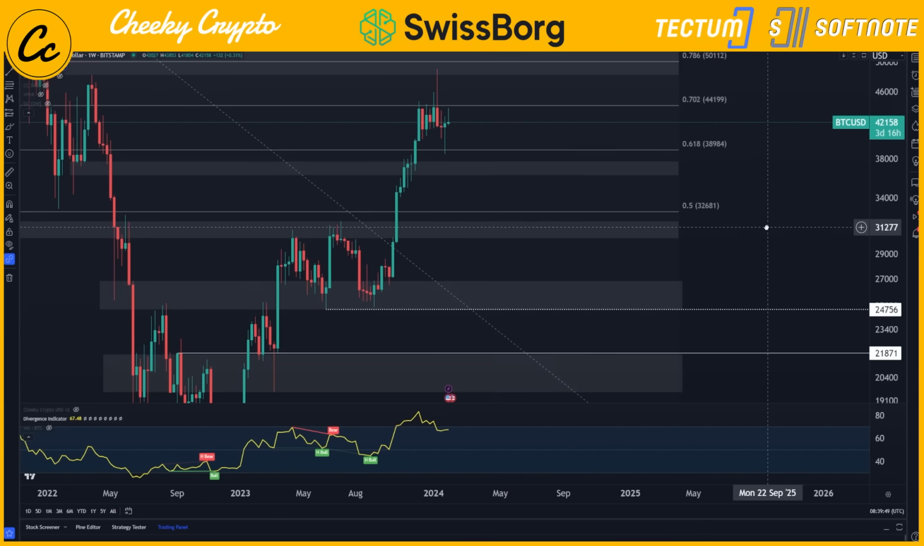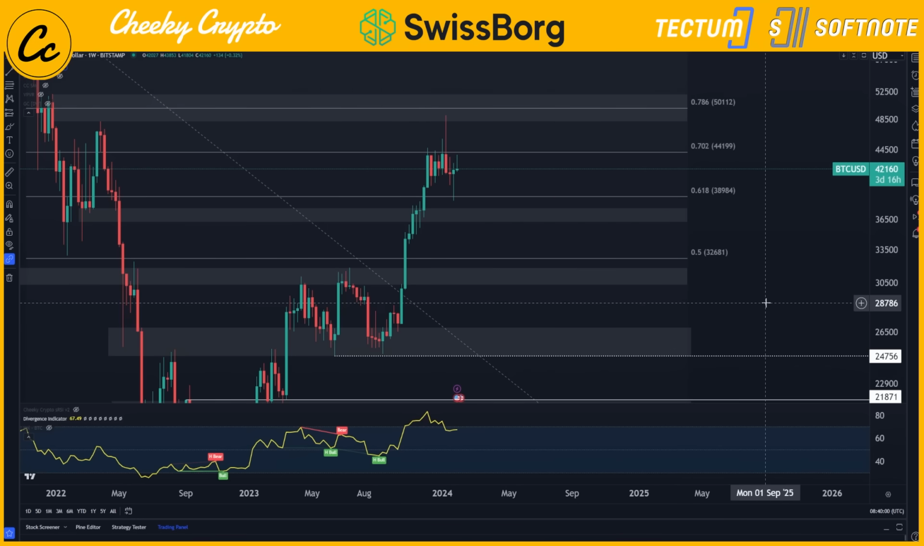This is going to be the key area where I think Bitcoin has to find good support. If it can't find support here, then Bitcoin is in major trouble. So I am looking for Bitcoin to find support no lower than 30K. It'll be interesting to see how that plays out.